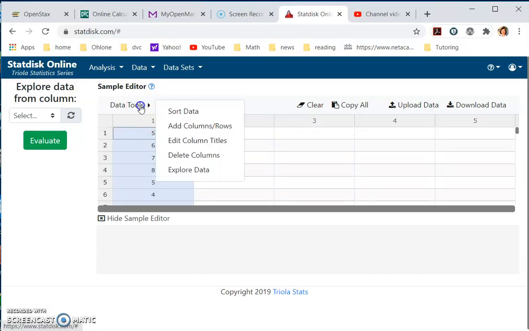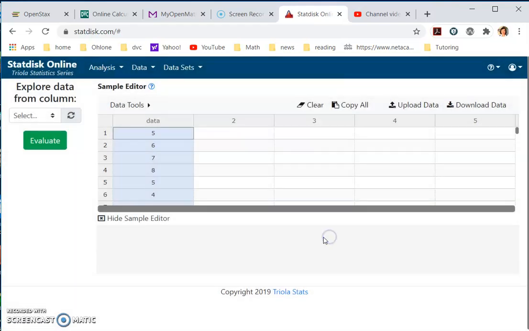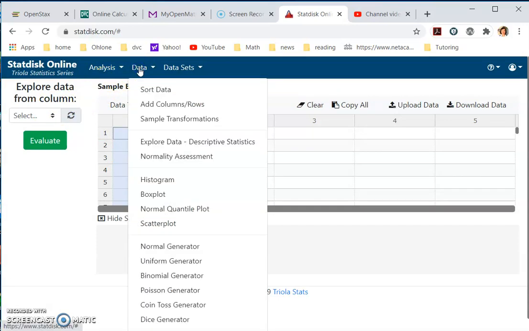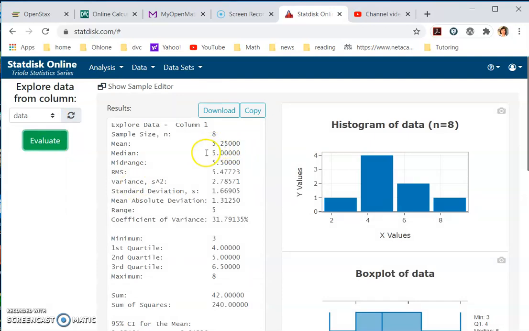It's sample data. I added a column to name whatever data I want to call it. Now I want to calculate sample standard deviation and variance. This is all under descriptive statistics. So you just do Explore Data, Descriptive Statistics, select data, Evaluate, and there you are. We still have mean, mode, median, but the variance, S squared, is here: 2.78571.